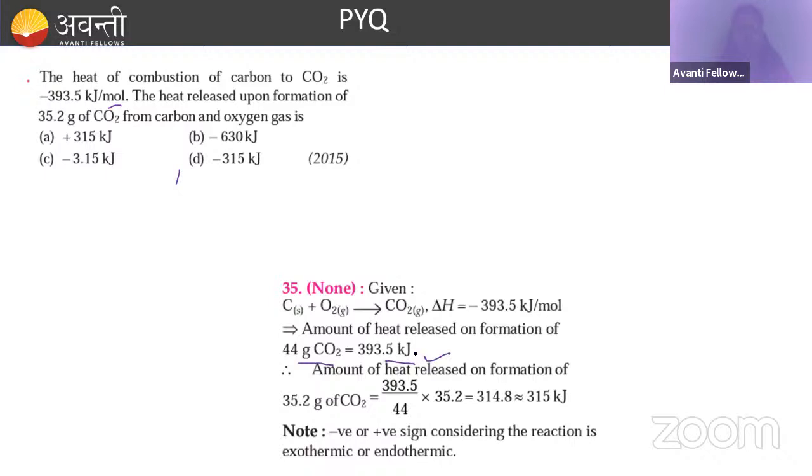Now we need to determine the heat released upon formation of 35.2 gram of CO2. Okay, हमको ये मोल concept पे हम लोगों ने पढ़ा है. See, 44 gram को required है इतना किलोजूल. So 35.2 के लिए कितना required होगा? Just do this cross multiplication and you will get your answer. That is minus 315 kilojoule. So here the answer will be option D. Very good. Next problem.